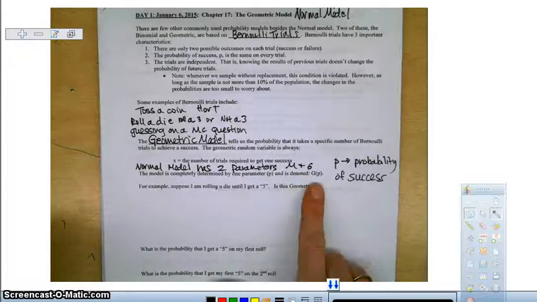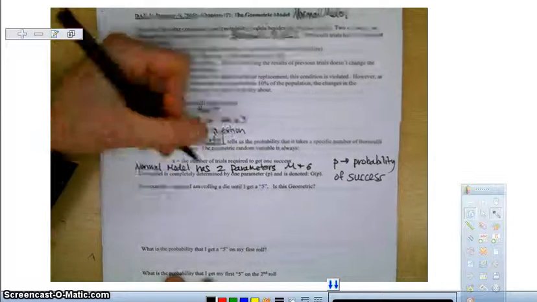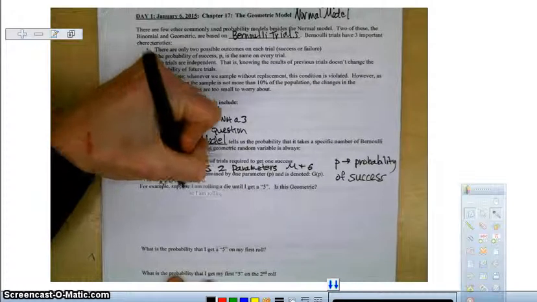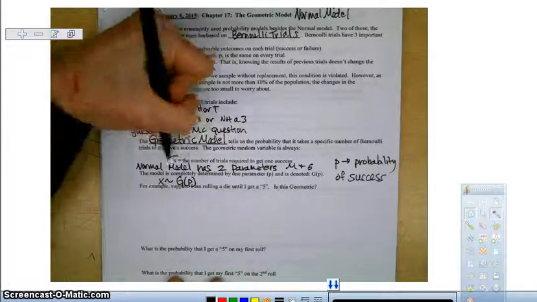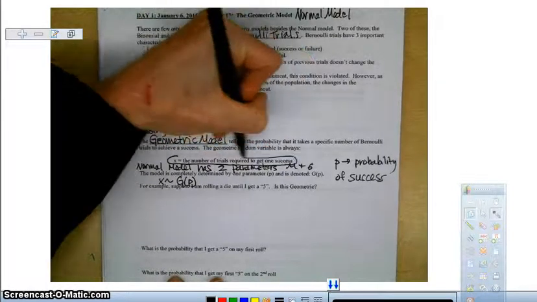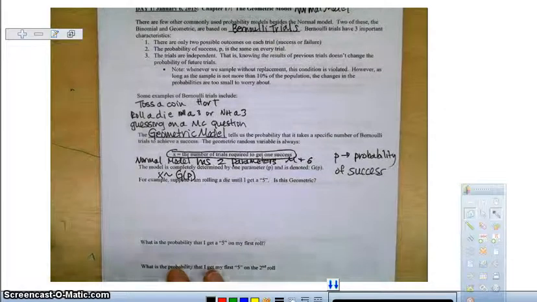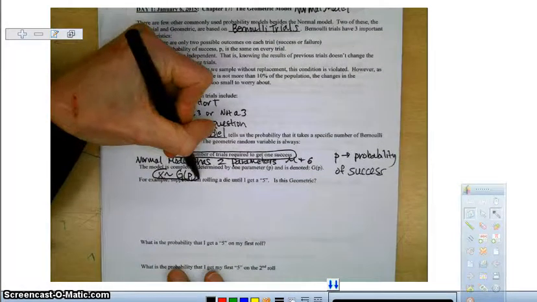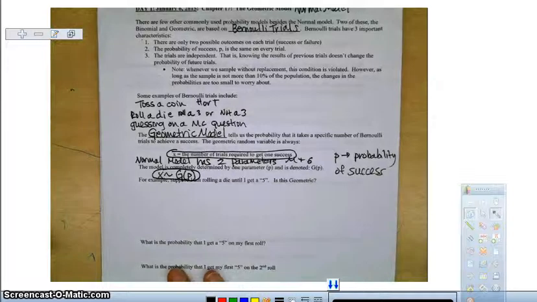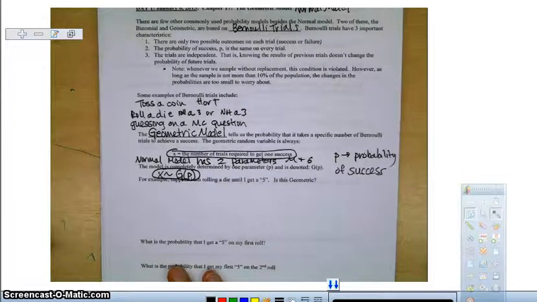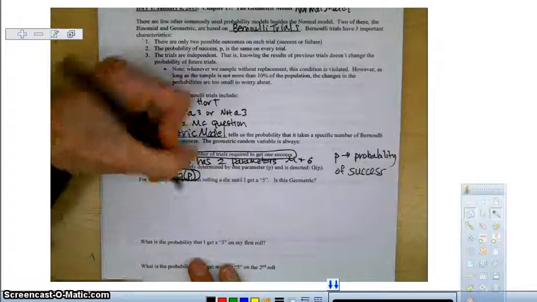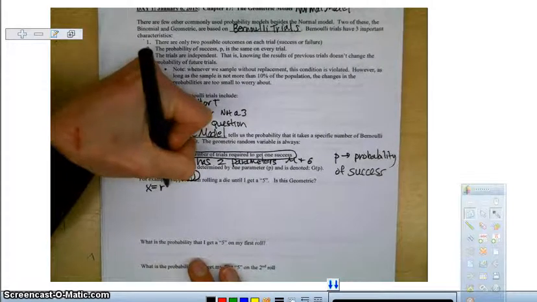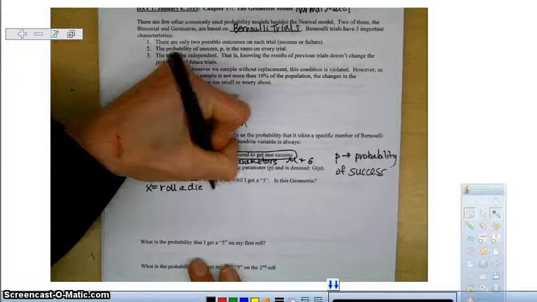Okay, so the way you write a geometric model: X is approximately geometric, and the probability of success is p. So you always define your model by writing what X equals, and then you define that X is geometric and whatever the probability of success is. So for example, suppose I'm rolling a die until I get a 5. Okay, so X is roll a die until I get a 5.